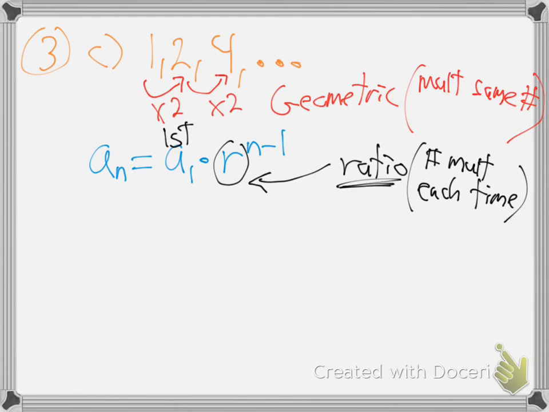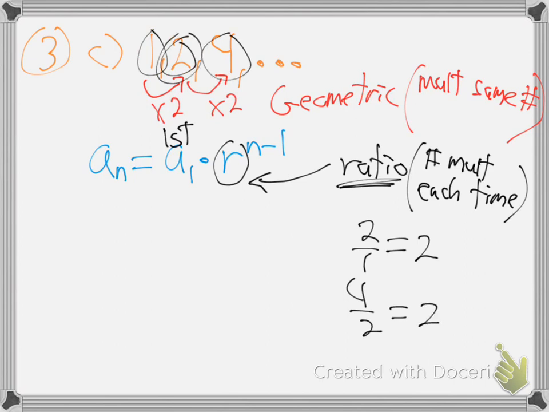We call it ratio because if you divided any term over the previous term, you would get that ratio. If you took 2 over 1, you'd get 2. Or if you took 4 over 2, see how you always get that ratio? Because that's the number being multiplied every time. That's why we call it the common ratio.